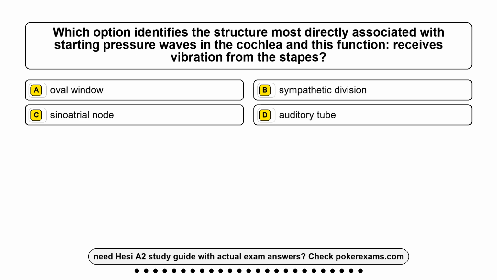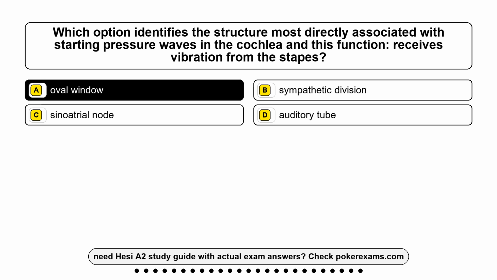Question 3. Which option identifies the structure most directly associated with starting pressure waves in the cochlea, and this function receives vibration from the stapes? Option A, oval window. Option B, sympathetic division. Option C, sinoatrial node. Option D, auditory tube. The correct answer is option A, oval window.